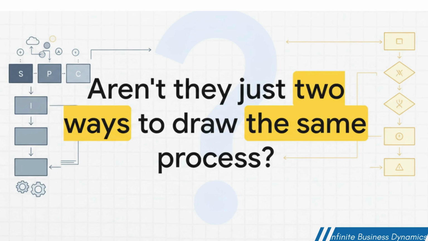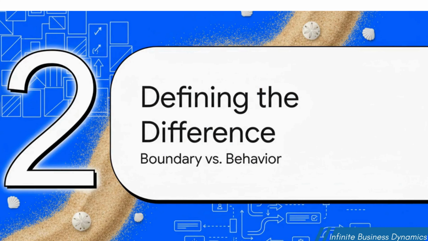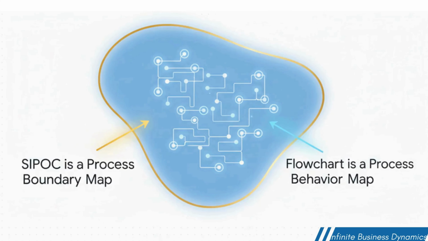Frame first. Analyze second. From a PMP exam perspective, the signal is straightforward. Choose SIPOC when the question emphasizes defining or scoping. Choose flowcharts when the focus shifts to analyzing steps or identifying bottlenecks. Understanding this distinction makes quality management questions much easier to interpret.